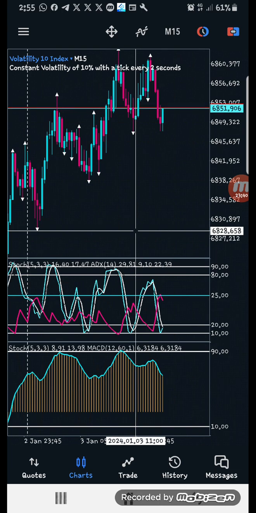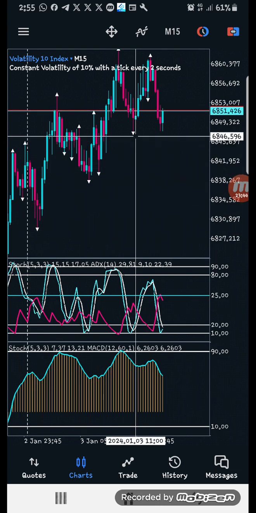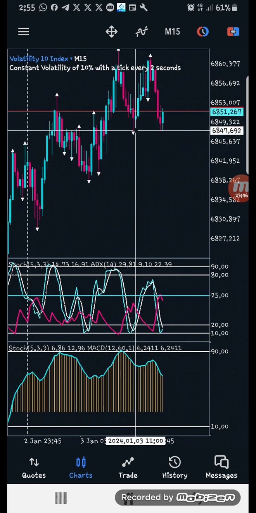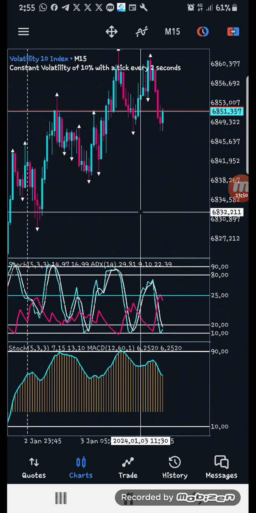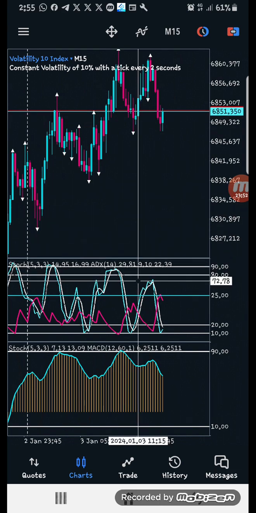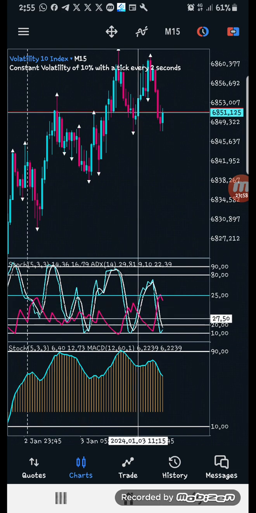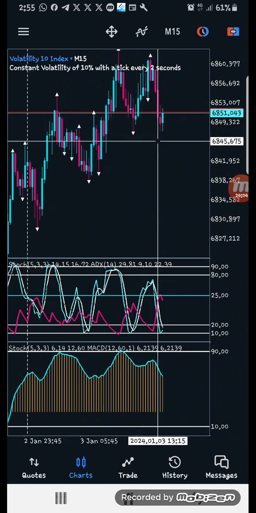Another clear entry is this one here. We have your signal candle here, and then we have the entry candle here. You also see down here that everything was in line. The ADX is pointing down, the stochastic is pointing upward. You understand? It's a nice place to enter there.